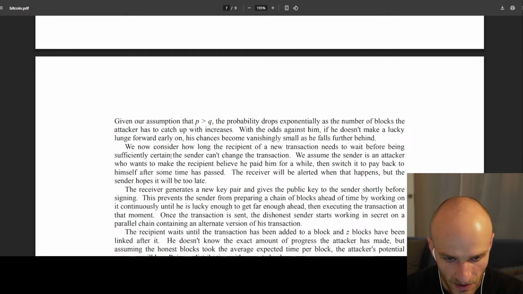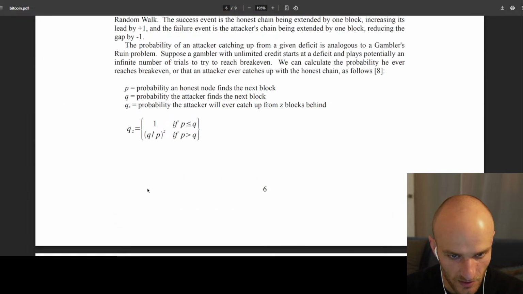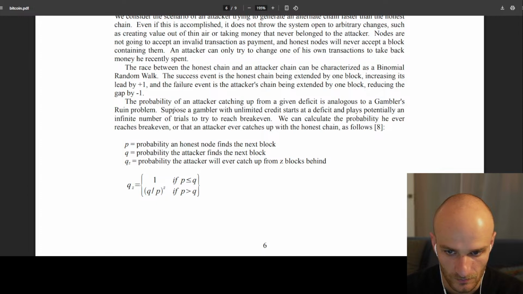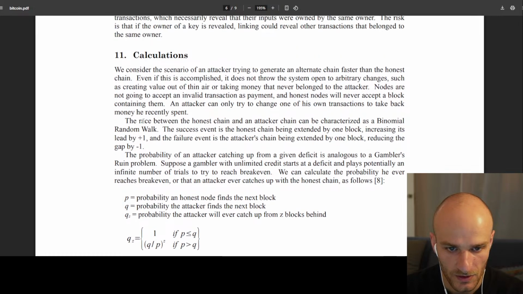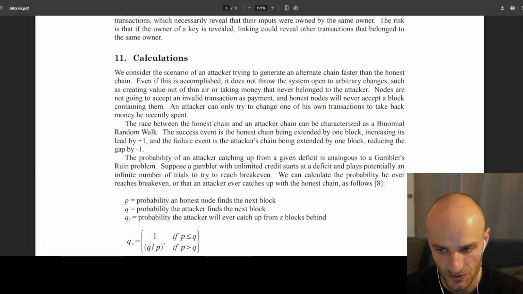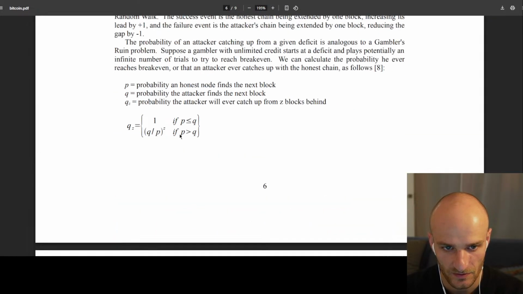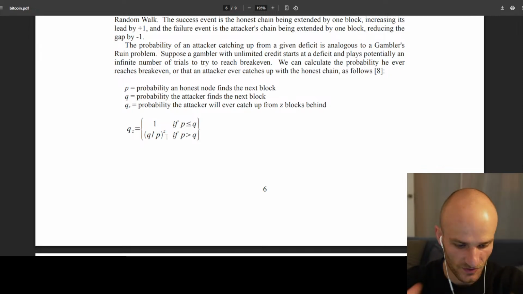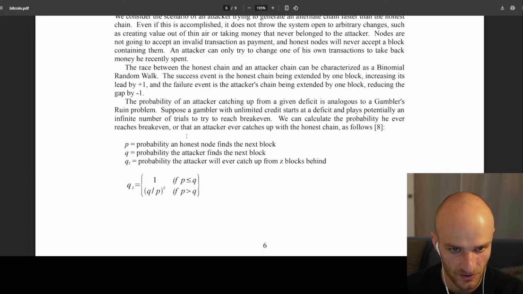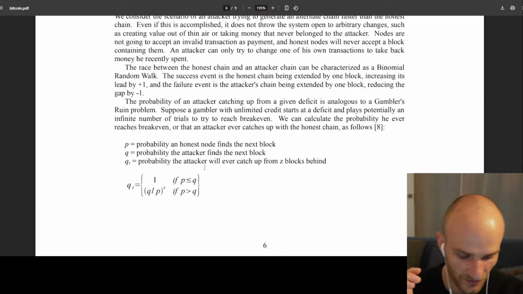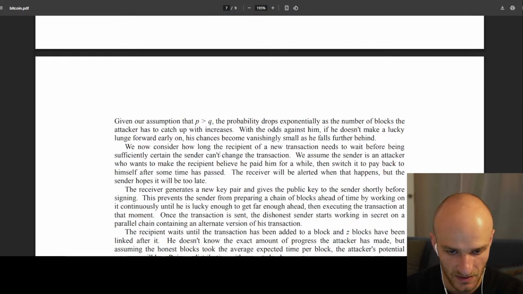We now consider how long the recipient of a new transaction needs to wait before being sufficiently certain that the sender can't change the transaction. So this statement here is talking about this consideration. Which says that an attacker can only try to change one of his own transactions to take back money he recently spent. And this means that if the number of blocks that have been built on top of the block containing his last transaction are too small, the receiver of the money can't be sufficiently certain that the sender can't change the transaction.